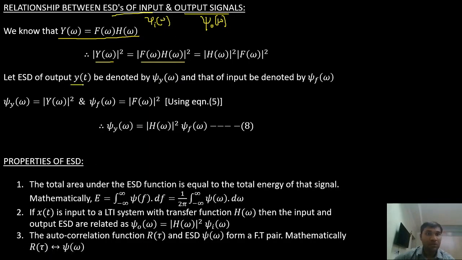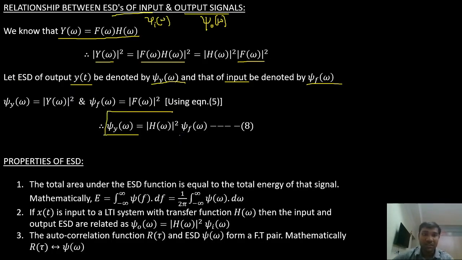Now my output is going to be y of t, and its energy spectral density is given by psi y of omega. Similarly, for input f of t, the energy spectral density is psi f of omega. So |Y(omega)|^2 is nothing but psi y of omega, which is equal to |H(omega)|^2 into the input energy spectral density psi f of omega.